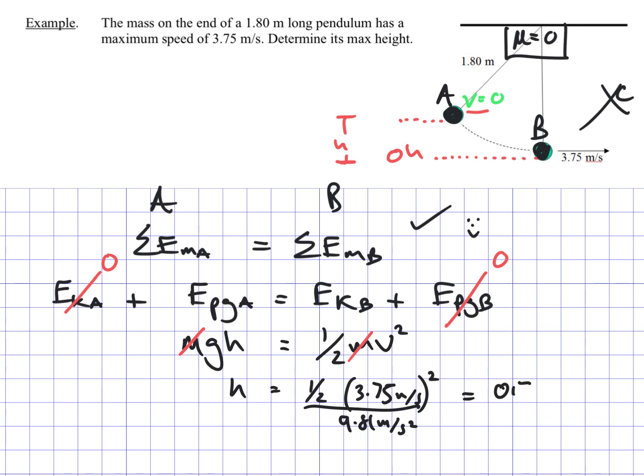The value is 0.716, and so on. That is in meters, so let's turn that into centimeters. I'm going to use 3 significant figures, so it's 7.17, so that would be 71.7 centimeters. That is the maximum height that the pendulum reaches.